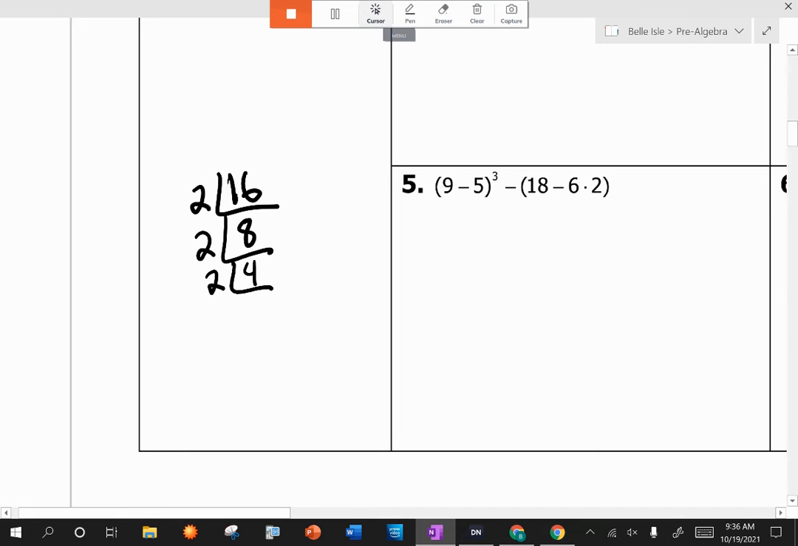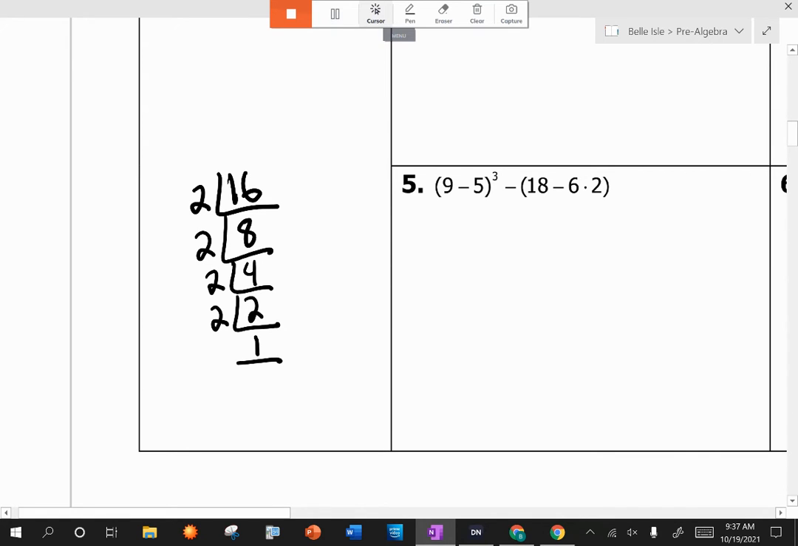Same thing, right? Take 2 out of 4. What's 4 divided by 2? 2. And then the last one, what's the only prime number I can divide 2 by? 2, right? So we'll divide by 2. That leaves me with 1. I said we needed to get it down to a 1, right?